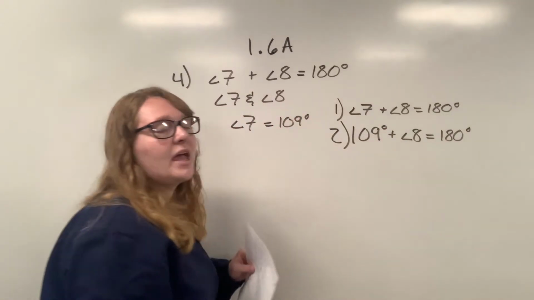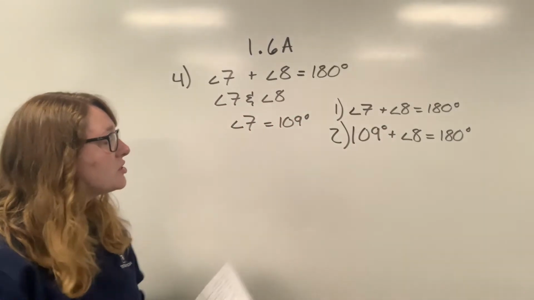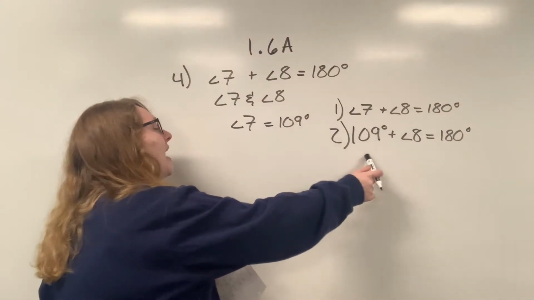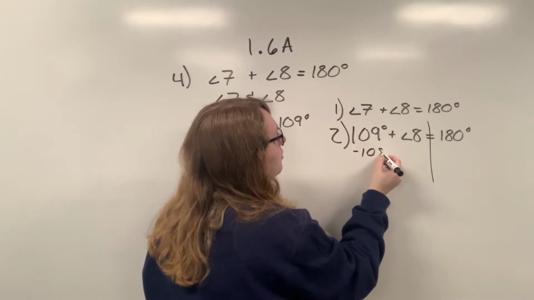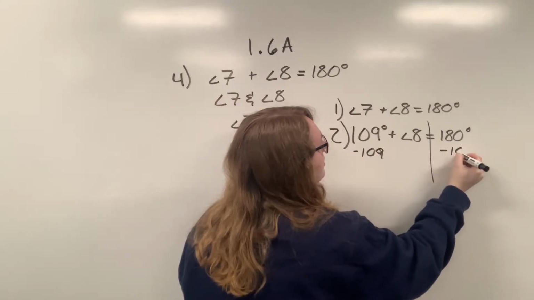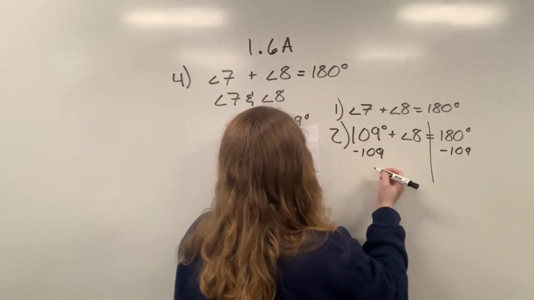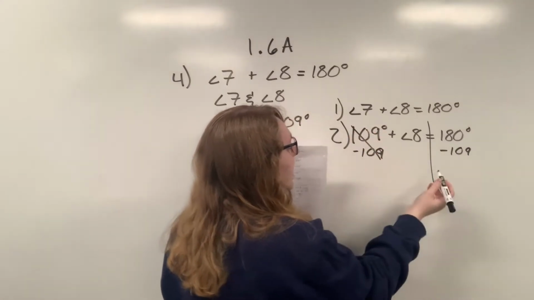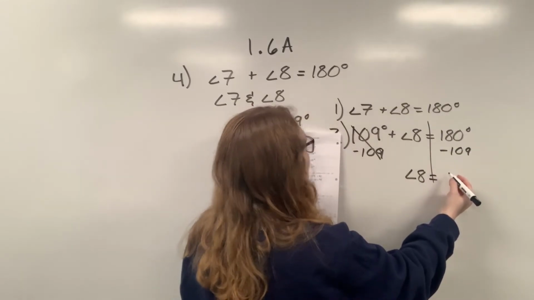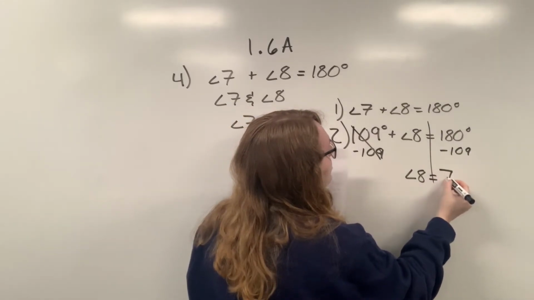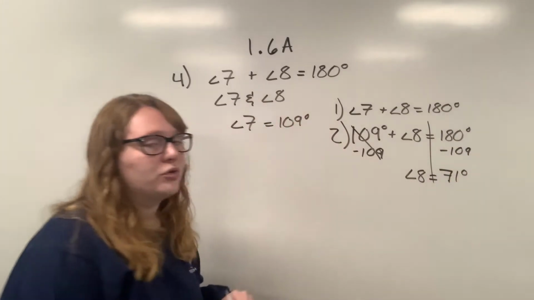So now we treat angle 8 like just a variable, and we're going to solve it around that. Since we are adding 109 on one side, we have to subtract it from both sides. So we are going to subtract 109. These cancel, leaving us with just the measure of angle 8. And then 180 minus 109 leaves us with 71 degrees.